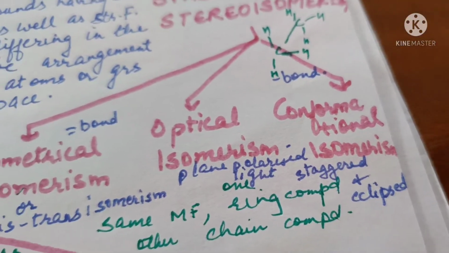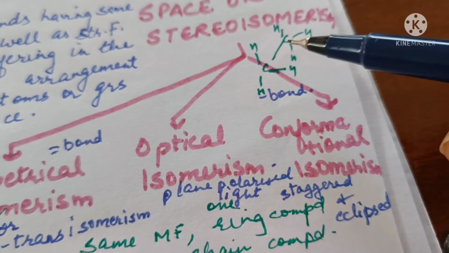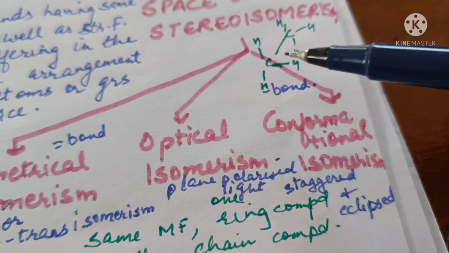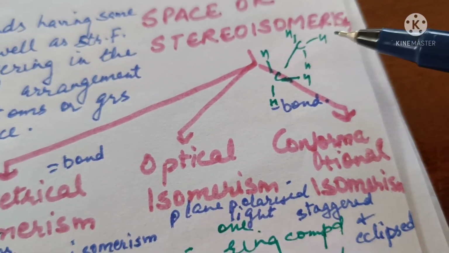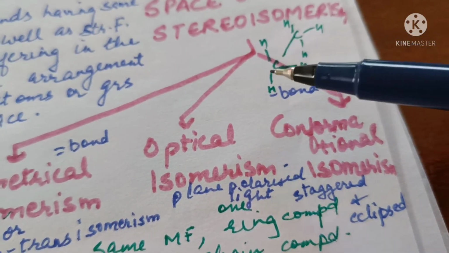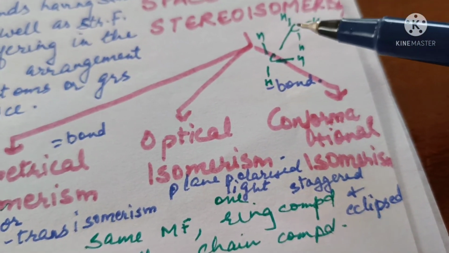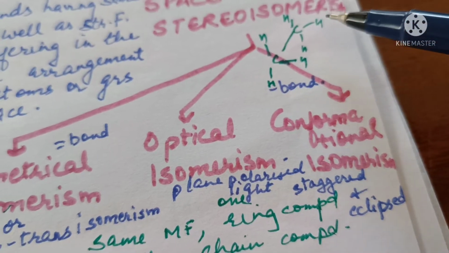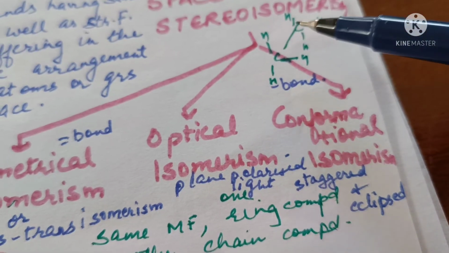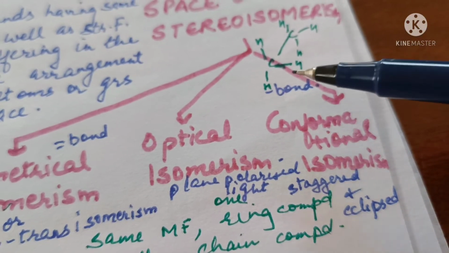Then the third category is where the position of groups attached on either side of carbons attached to each other by single bonds is different. For example, in this particular compound, there's a single bond between these two carbon atoms, and the hydrogen attached to the first carbon atom covers the hydrogen attached to the second carbon atom completely. So as a result, the second carbon is eclipsed by the first carbon atom. This kind of conformation is called eclipsed conformation for ethane.